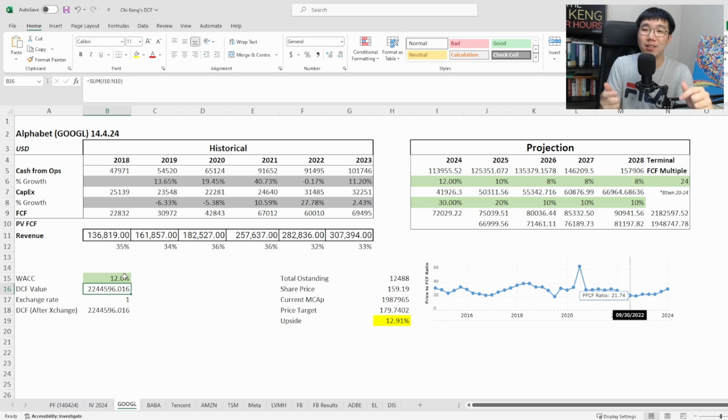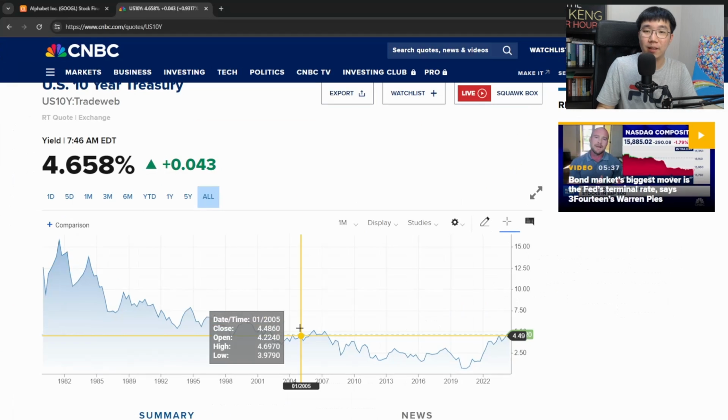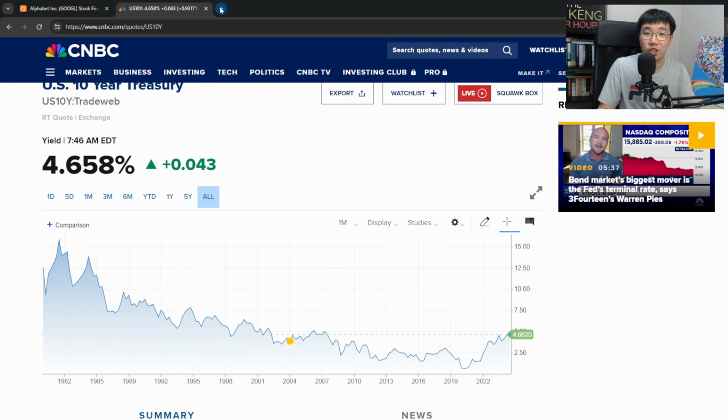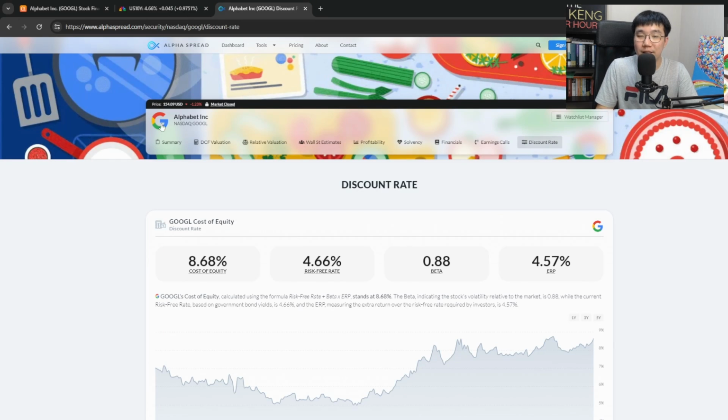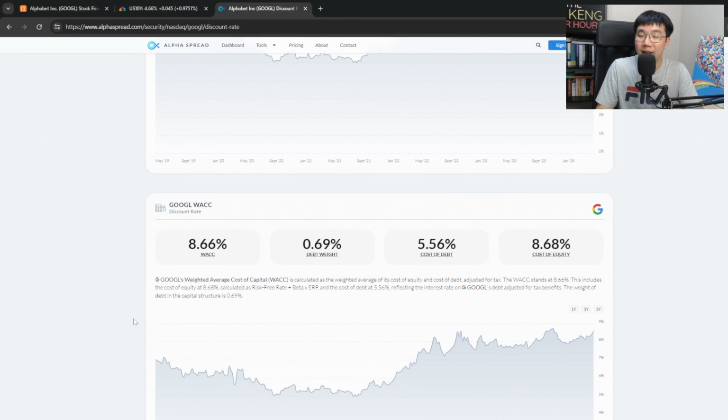But I think the focus here is really the idea and for you to appreciate the utility of this discount rate rather than trying to focus on, oh, should I use 8.9%, 9% or 9.1%? And truth be told, a 1, 2, 3% delta will actually affect the stock price. But that's not really the focus here. Because generally speaking, if you want to do a quick calculation, the lazy way out, you can basically just Google what is Alphabet's WACC. According to Alpha Spread, Alphabet's WACC is 8.66%.